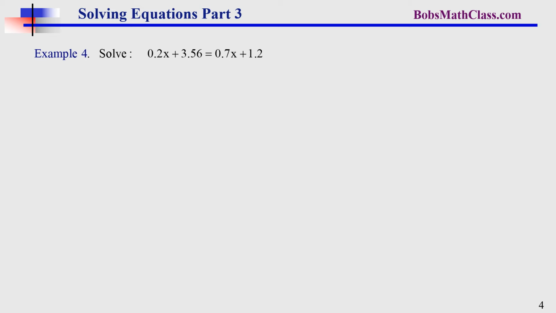Okay, here's one with decimals. There are ways of solving problems with decimals by clearing the decimals. You could probably use a calculator in this class, so I'm not going to worry about that. So we want to get x on one side. The same steps as we've done before. You could use your calculator, so subtract 0.7x on both sides.